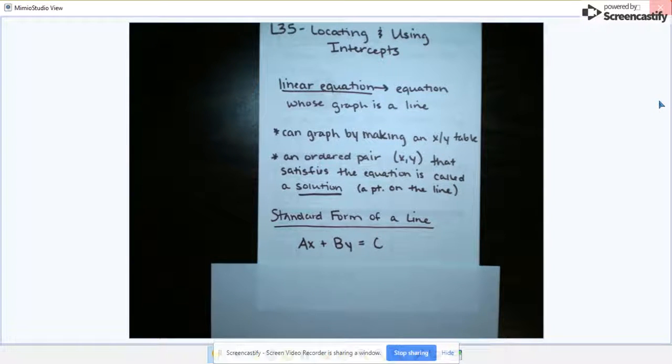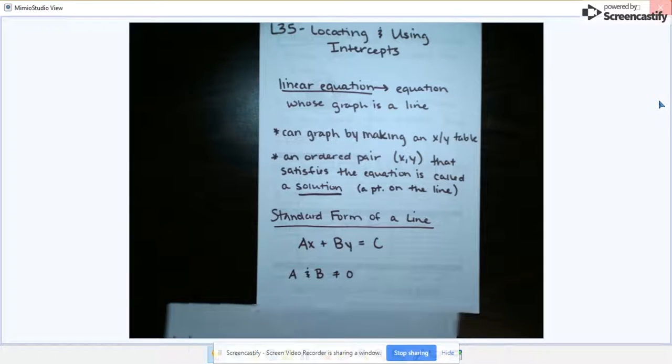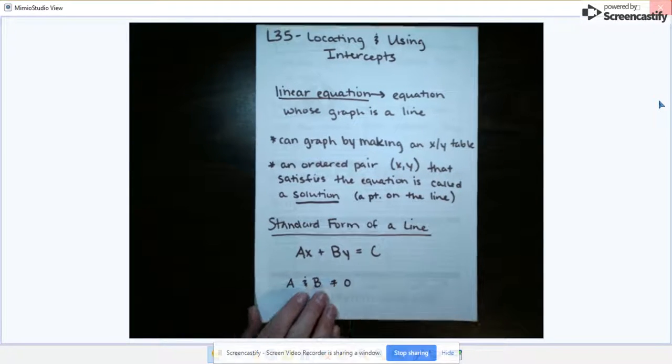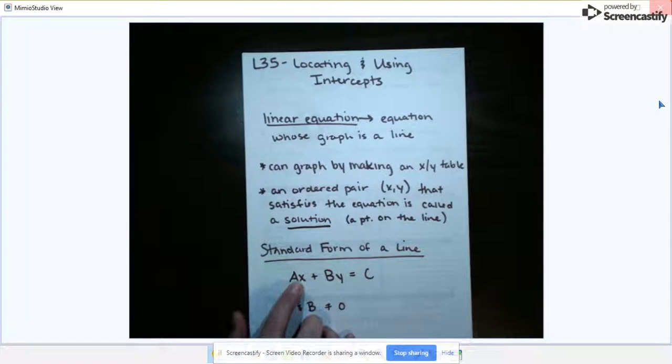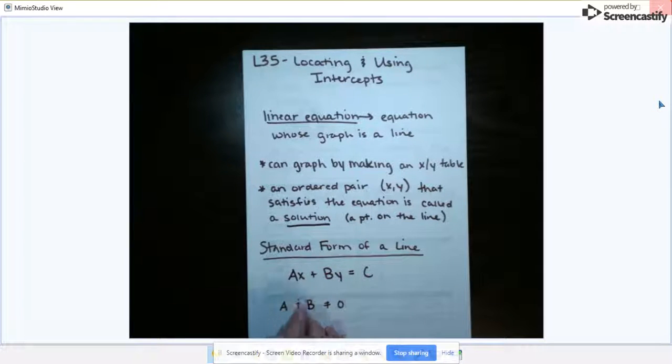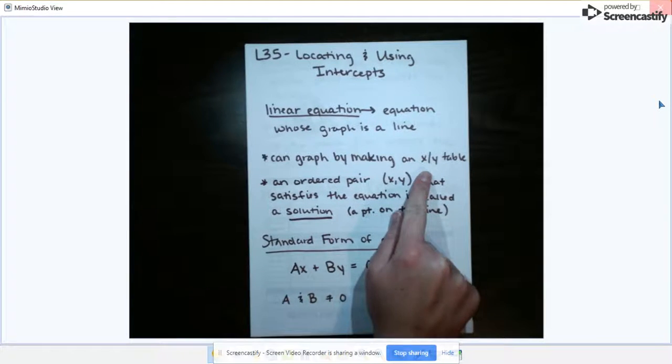Okay, so here is the standard form of a line. So we have ax plus by equaling c. A and B cannot be 0, otherwise we don't have an equation anymore that creates a line. So know that standard form is ax plus by equals c, and a, b, and c are all numbers. We're going to learn how to use this standard form to make our life easier to graph, so that we don't have to make an xy table.